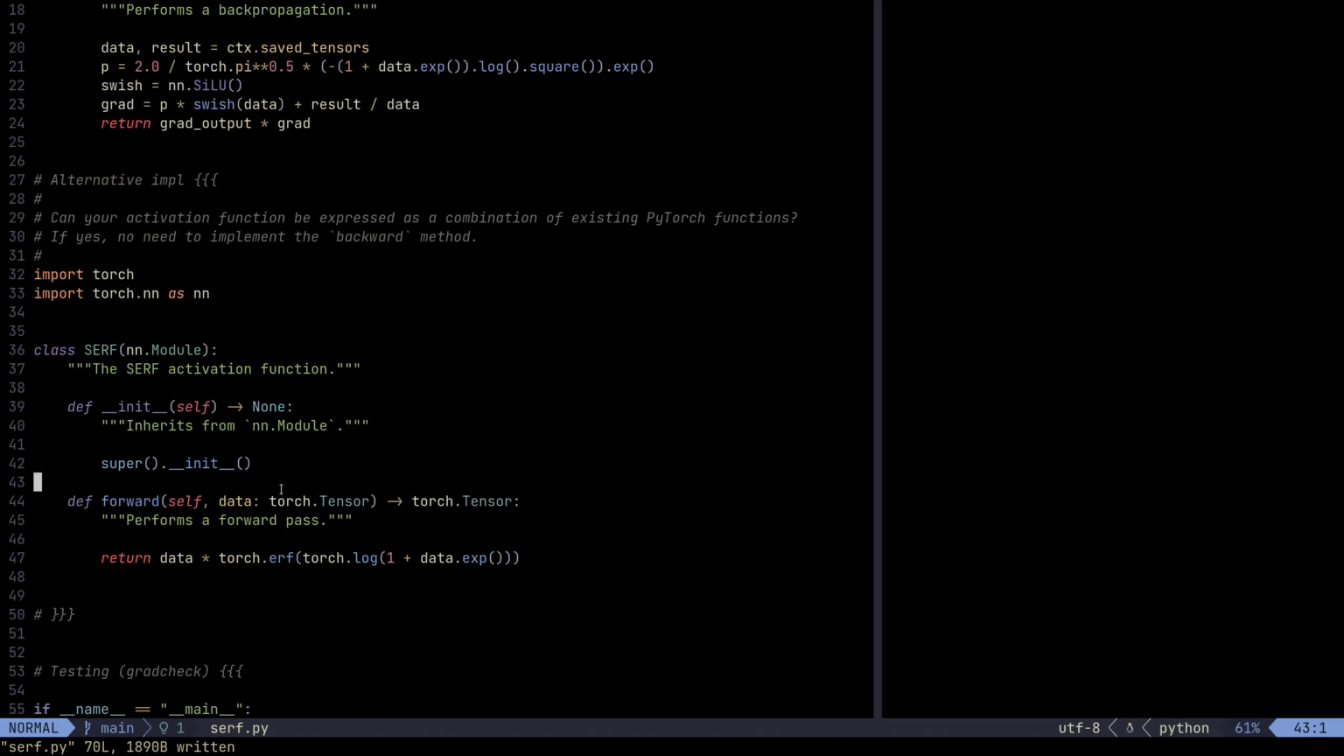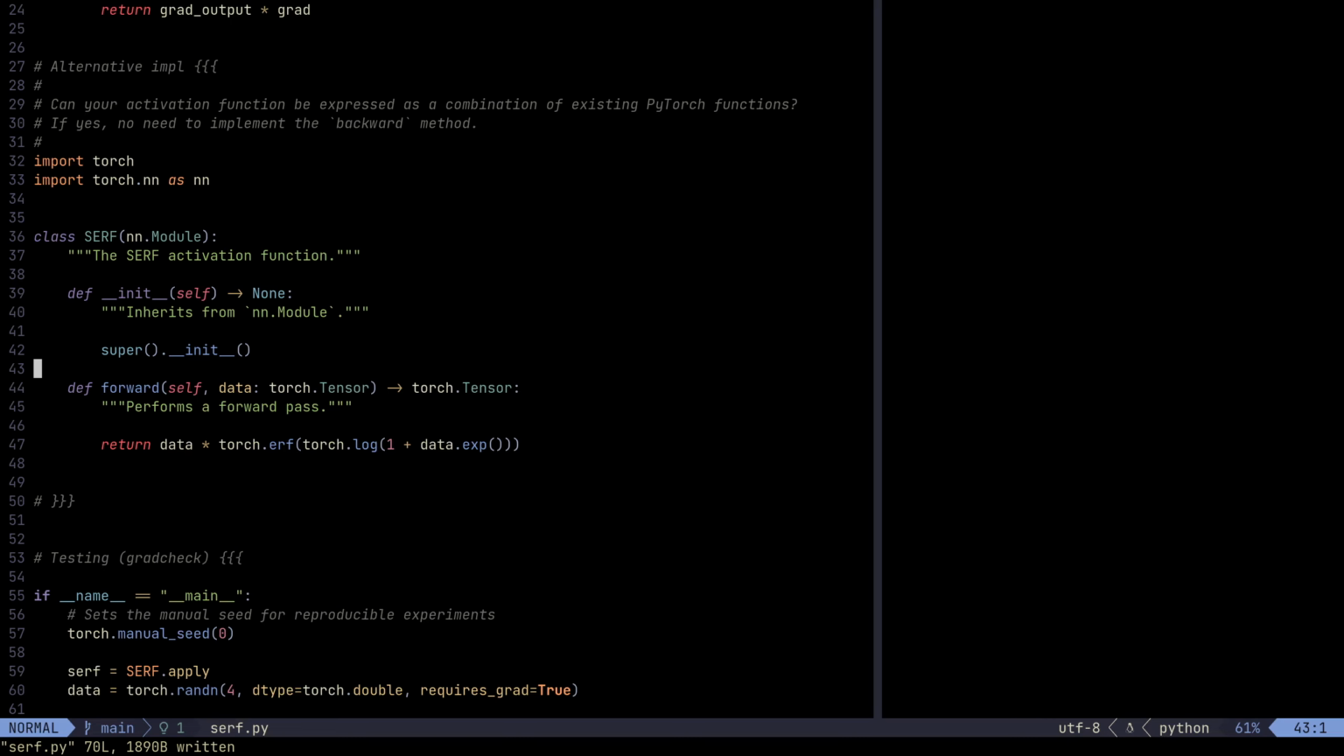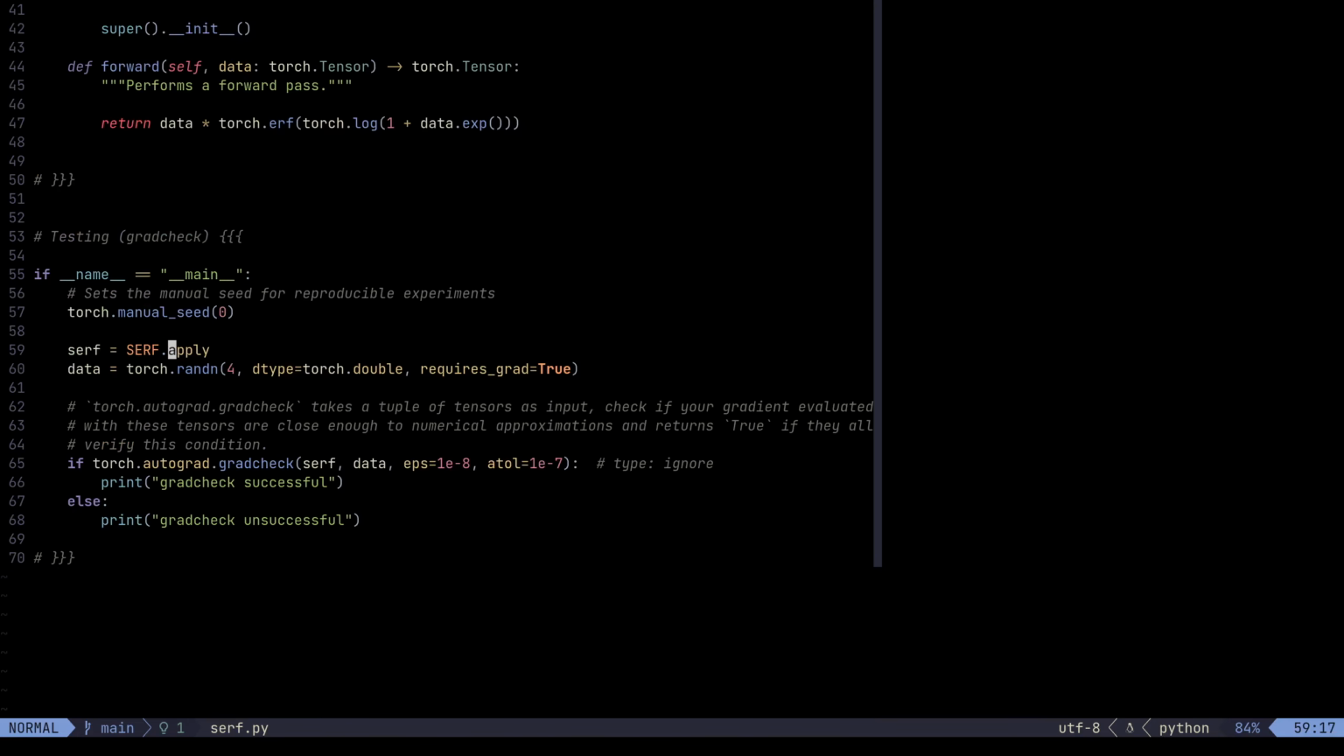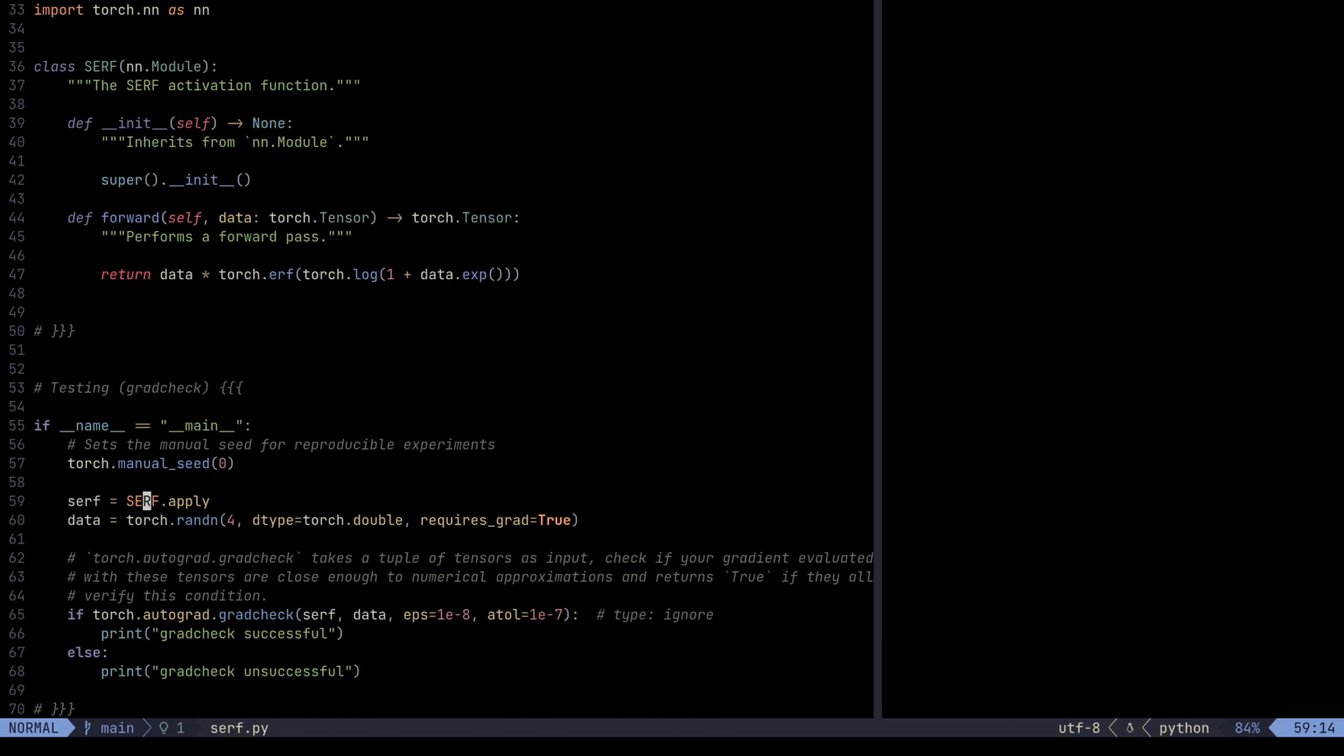And of course, we can do that because all we're using here are the built-in operations, right? So we're using operations for which PyTorch knows how to compute gradients, like multiplication, ERF, natural logarithm, exponentiation, addition. These are the operations provided by PyTorch, and PyTorch knows how to automatically compute derivatives for those. Now this implementation would be pretty much the same, except instead of doing serf.apply, the API is going to change. With torch.autograd.Function, if we inherit from it, we need to do this serf.apply. And apply is pretty much like an apply function.